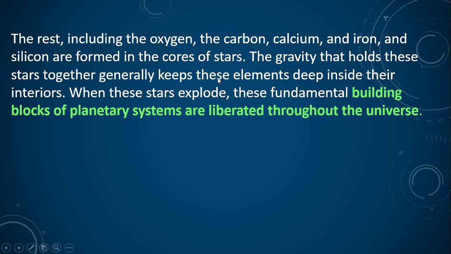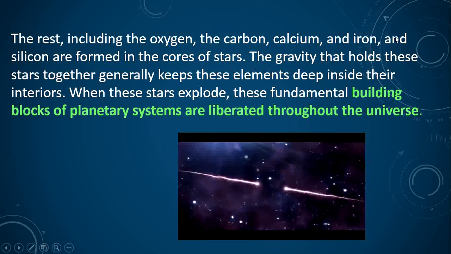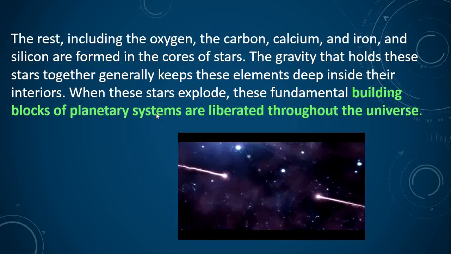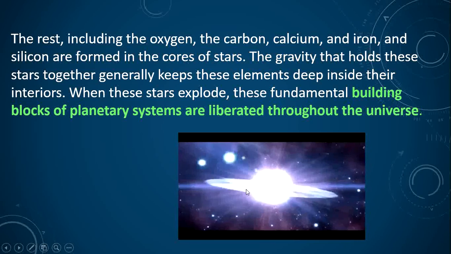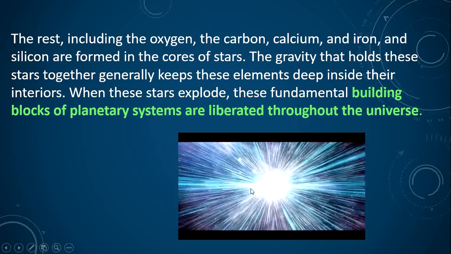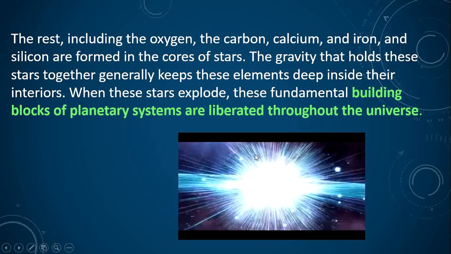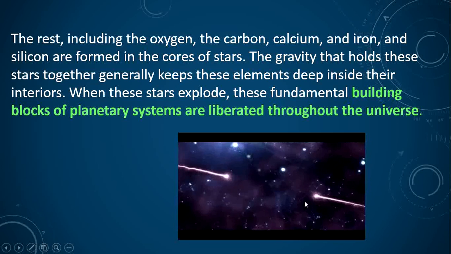The rest, including oxygen, carbon, calcium, iron and silicon, were formed in the cores of stars. Gravity holds the stars together and generally keeps these elements deep inside their interiors. Now when the stars explode, these fundamental building blocks of planetary systems are liberated throughout the universe. See this diagram. Now the stars explode. When the stars explode, what happens? The fundamental building blocks of planetary systems are liberated throughout the universe.